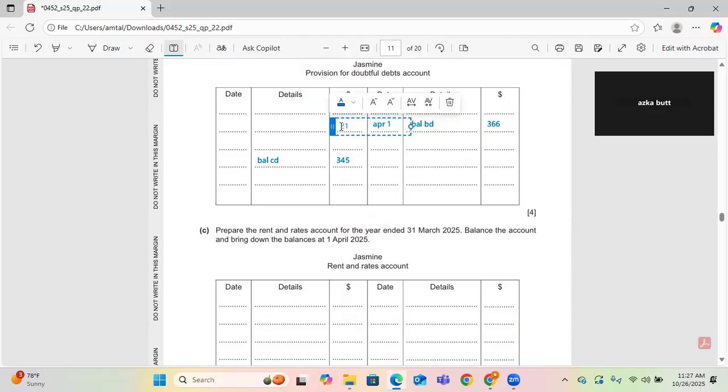So this 21, 2025, 31st March, because we prepared the income statement at the year end. That's why.